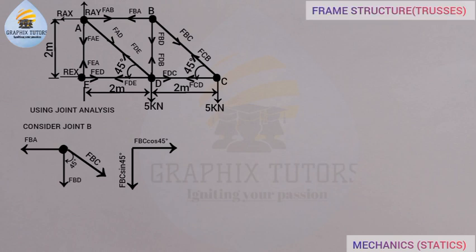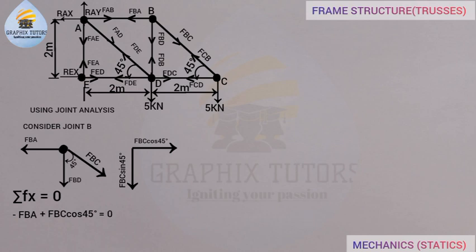So when you do that, we will now take the first condition for equilibrium, which is the summation of Fx equals 0, and we'll consider the forces acting towards the right to be positive and the forces acting towards the left to be negative. Now, FBA is acting towards the left, and that is negative, plus FBC cos 45 is positive because it's going towards the right, equals 0. These are the only horizontal components that we have there.